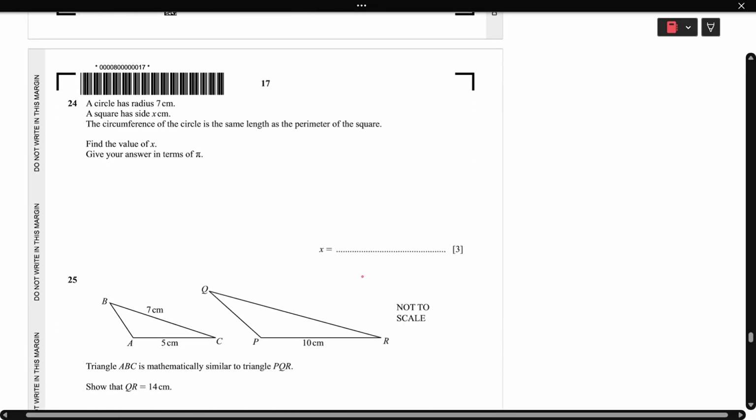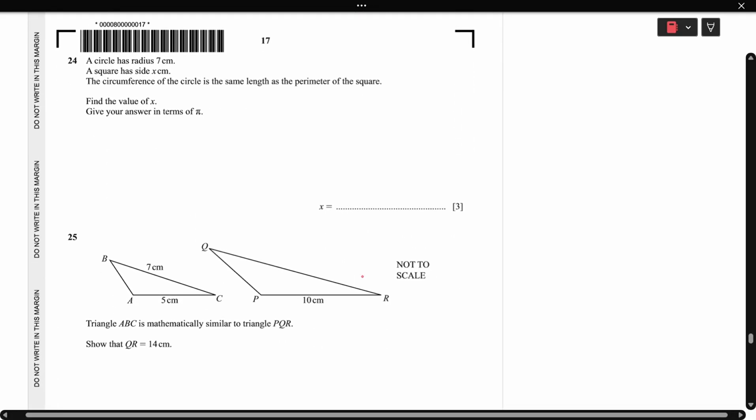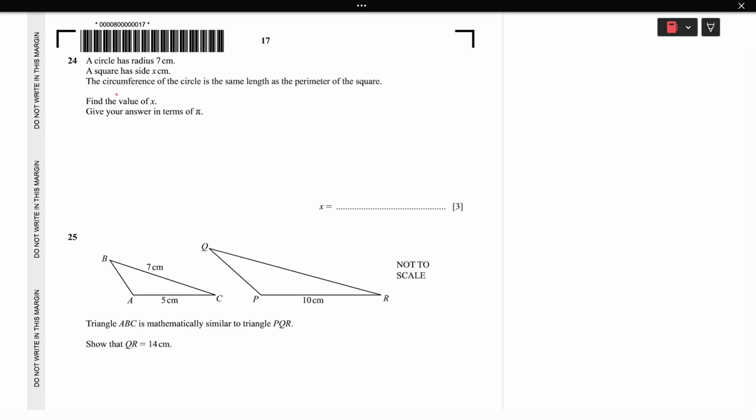Okay, next question 24. A circle has a radius of 7 and a square has a side of x. The circumference of the circle is the same as the perimeter of the square. The circumference of the circle formula is 2 pi r. Here the radius is given, so it is 2 times pi times 7, and that equals the perimeter of the square. The perimeter of the square is 4 times the side, which is x, so 4 times x. Find the value of x in terms of pi.